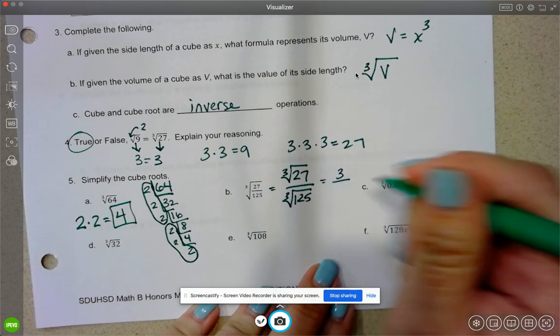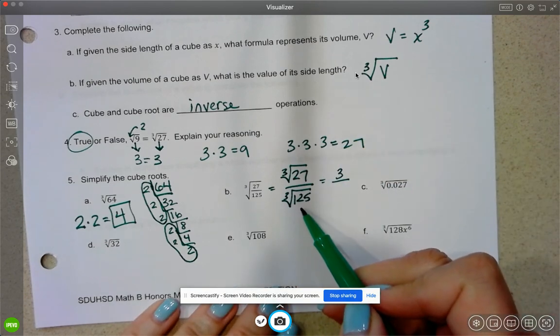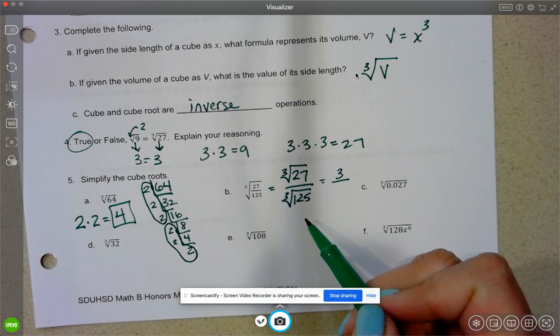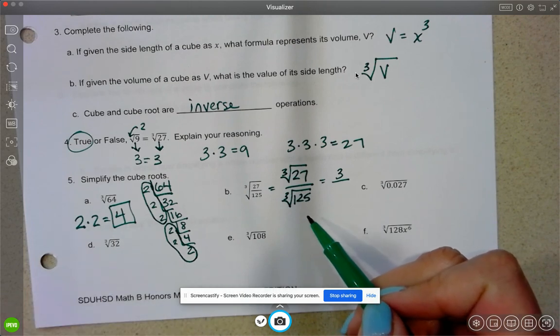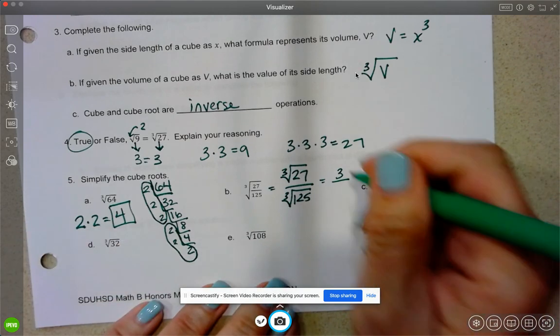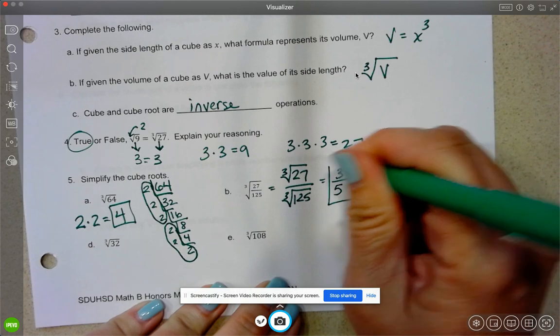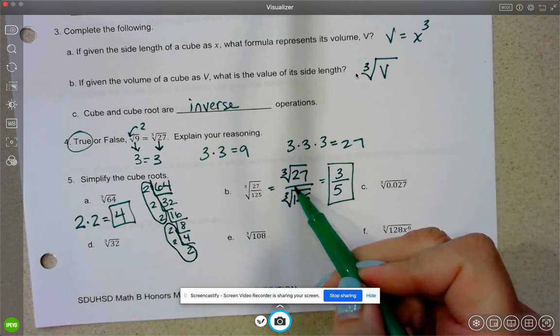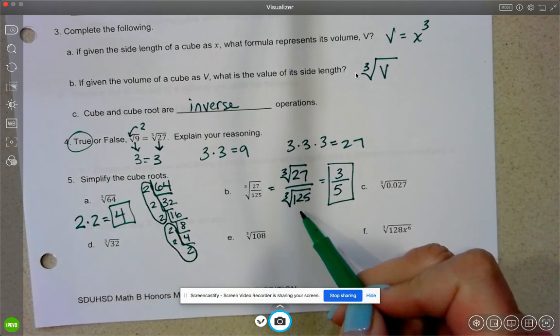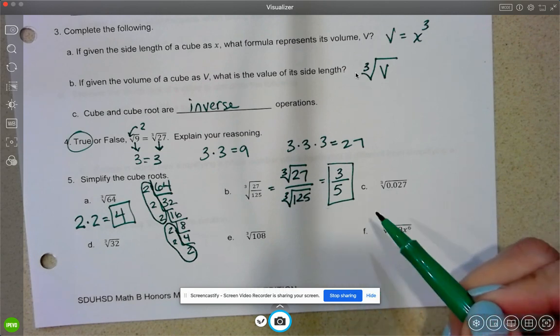And then 125. So think about 125. 125 divided by 5 is 25, and then divide by 5 again, you're back to 5. So this is 3 over 5. So each of these is actually a perfect cube. 27 is a perfect cube. 125 is a perfect cube. So you'll start recognizing those after a while.